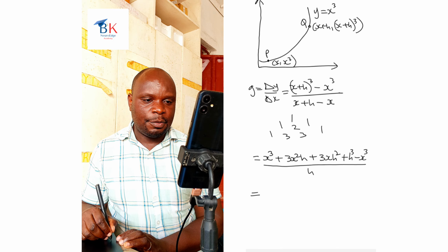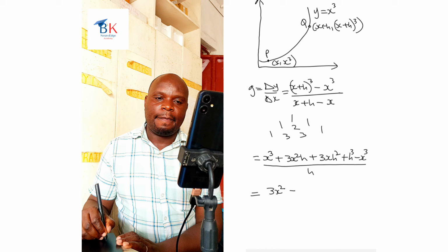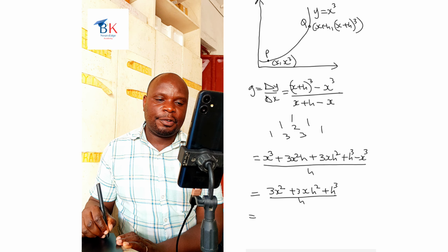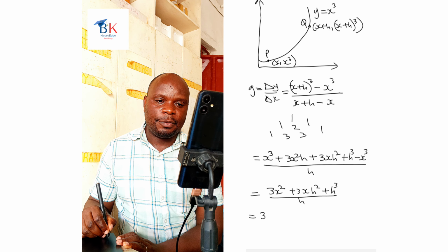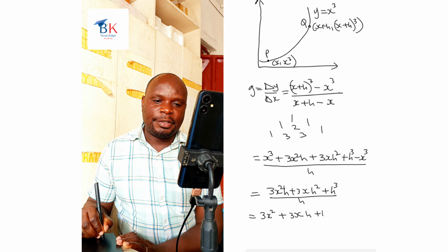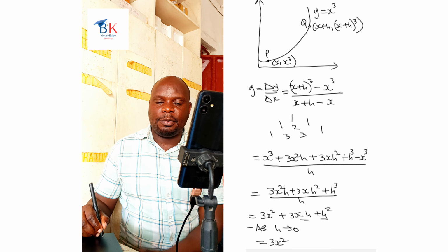x cubed minus x cubed is 0, so you remain with 3x squared h plus 3xh squared plus h cubed divided by h. So when you divide h throughout, it becomes 3x squared plus 3xh plus h squared. As h tends to 0, it actually becomes 3x squared, because this one will be 0 and that will be 0.